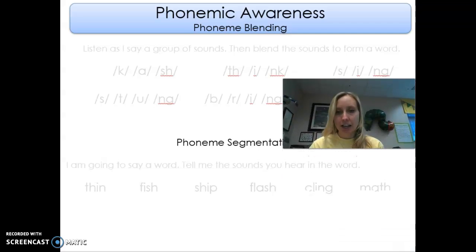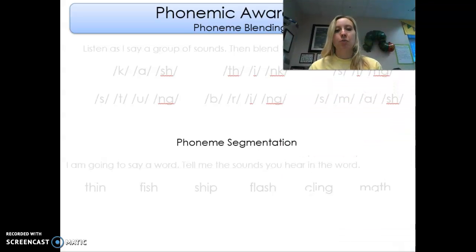Okay, now this time we're going to break apart a word, and I'll help you do that. Thin: th, i, n, 3 sounds. Fish: f, i, sh, 3 sounds. Ship: sh, i, p, 3 sounds. Flash: f, l, a, sh, 4 sounds.